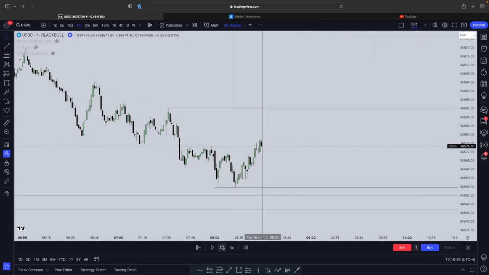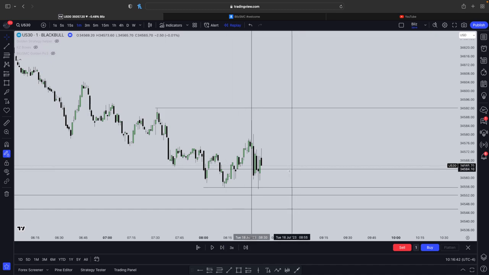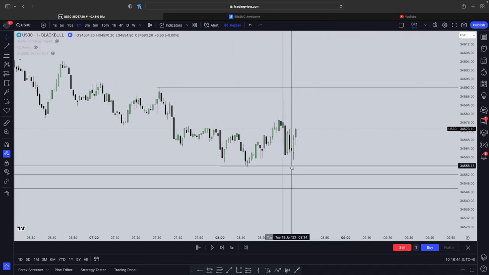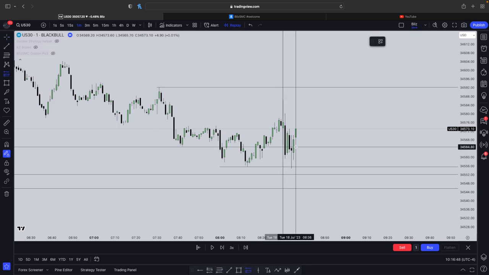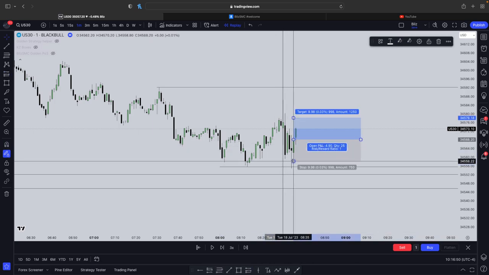Don't force a trade upon yourself. Follow what I'm telling you and you're going to make money from it. As you can see, price takes this out. And then as soon as price takes this liquidity out, as you can see, this green candle, this is the first green candle. And it does actually bullish engulf the body of this black candle. So this is going to be your first entry right over here.